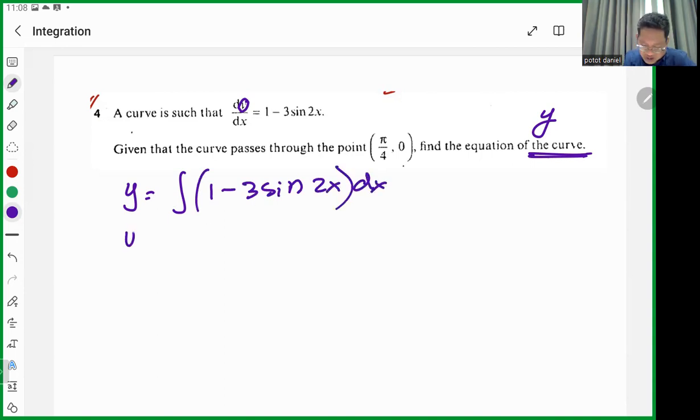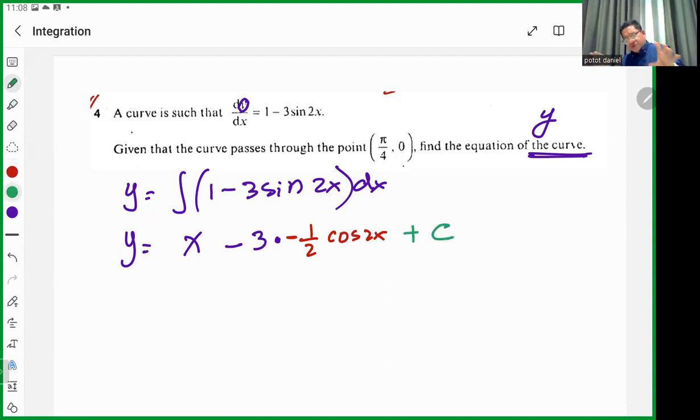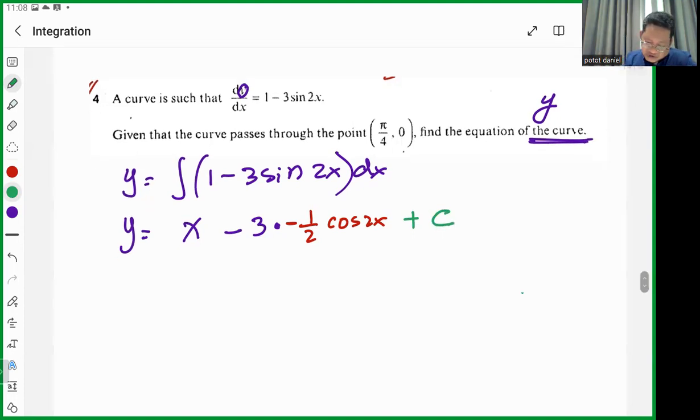Okay, so that y, the integral of that is equal to x minus 3 times the integral of sine 2x. Again, the integral of sine is negative cosine, so that is negative 1 over 2 cosine of 2x. And then you just need to add plus c. So basically, that is now the equation of the curve. You just need to find that letter c.